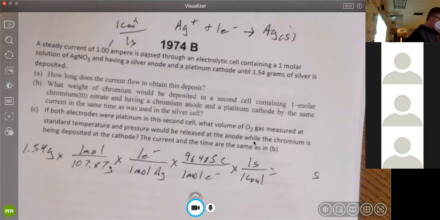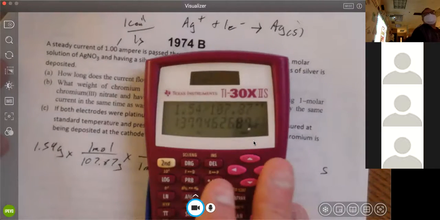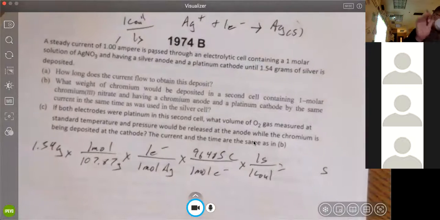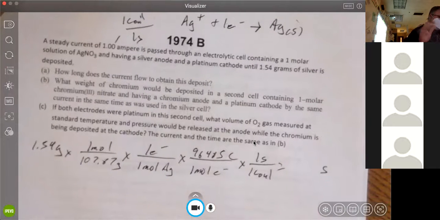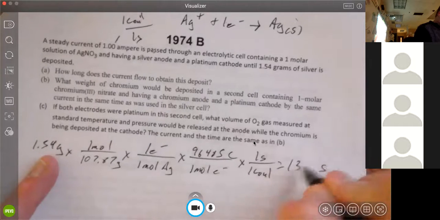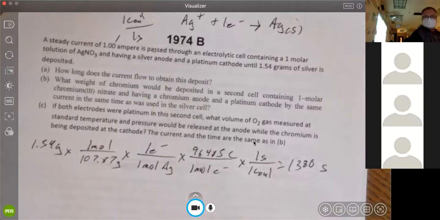96485. And we get 1,377 seconds. If you wanted to, you could convert this to minutes or whatever. 3 significant digits for me, so I'm going to go with 1370. It's 1377 is going to be 1380.